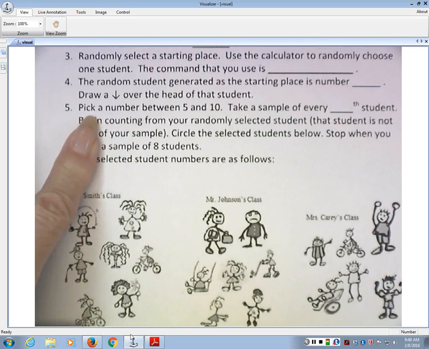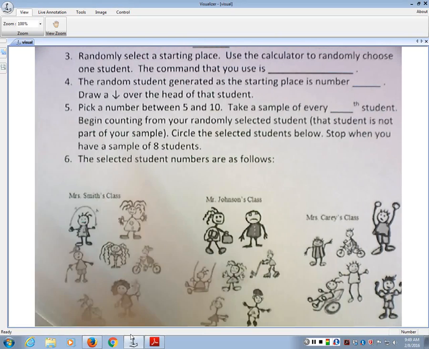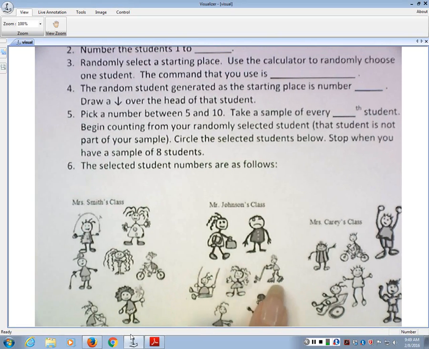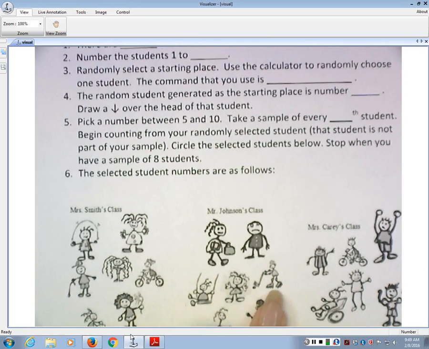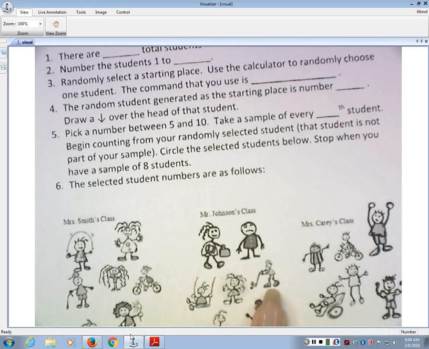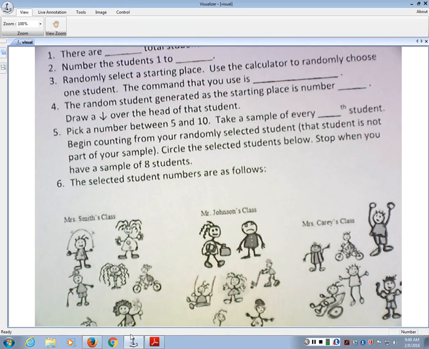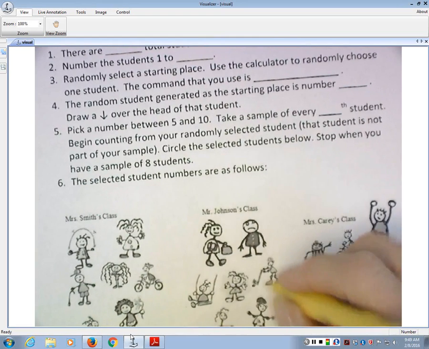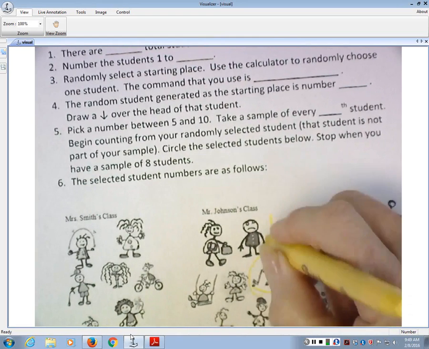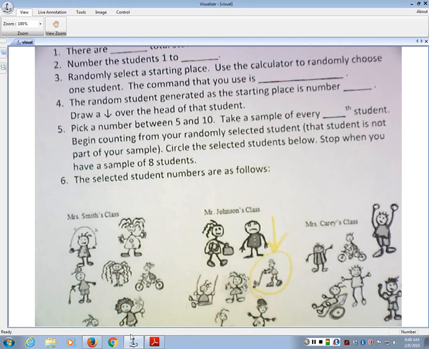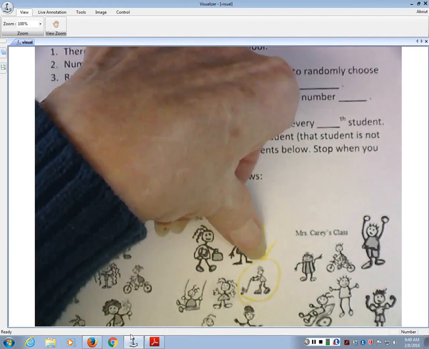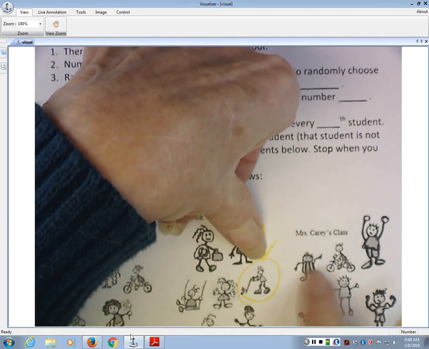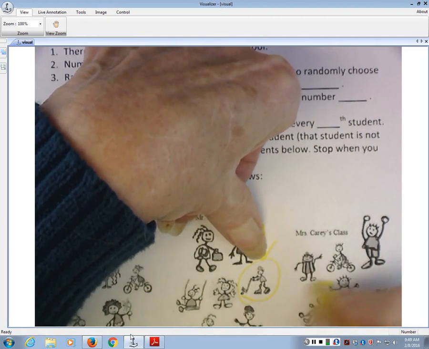And then beginning with whatever student you started with, let's say we started with this one, and your random number between 5 and 10 was 6, then we randomly started here. This was the student where we started, and I'm going to assume that I numbered in order. So this would have been the first student, 1, 2, 3, 4, 5, 6.